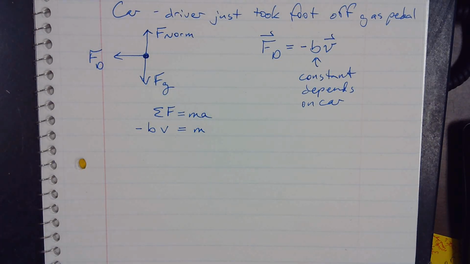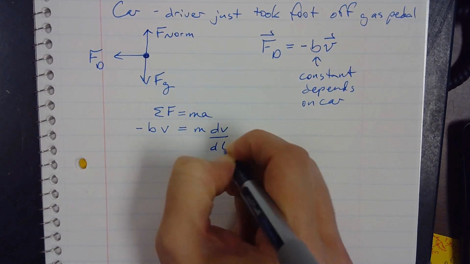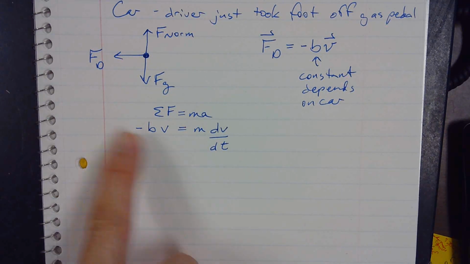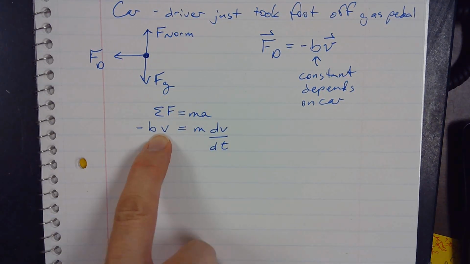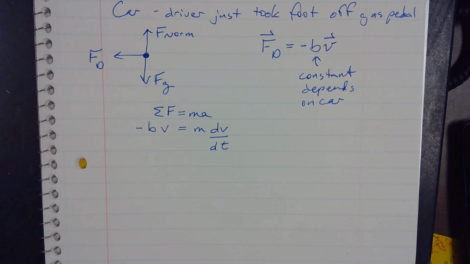How is acceleration related to velocity? Acceleration is the rate of change of velocity. And if it's a continuous change, we have to use calculus. Acceleration is the derivative of the velocity. So this is called a differential equation because there's a derivative inside an equation that includes the thing we're taking the derivative of. So this is the next level of calculus.